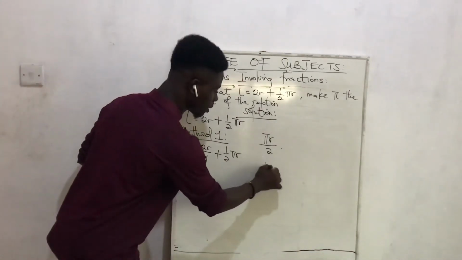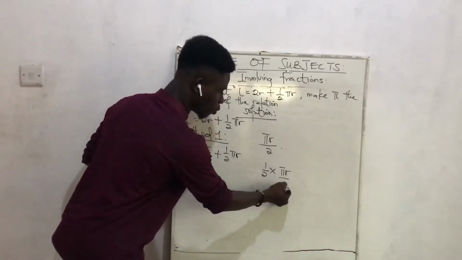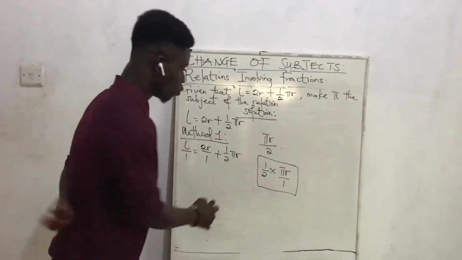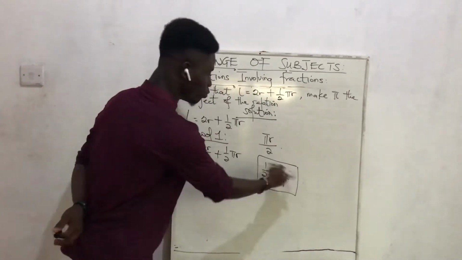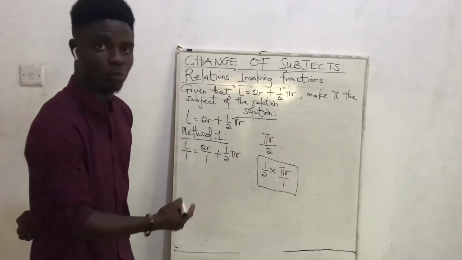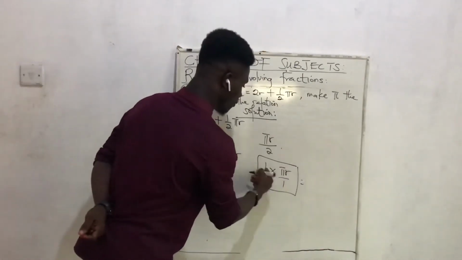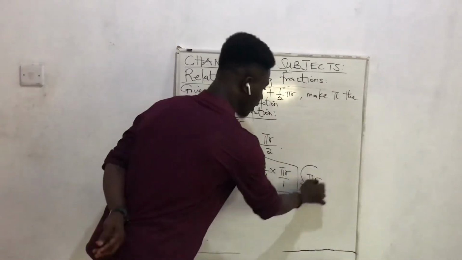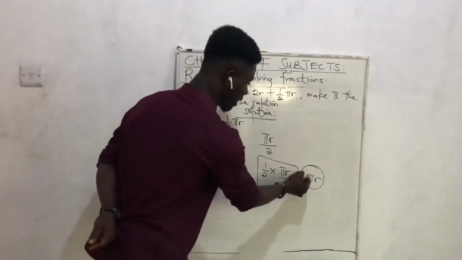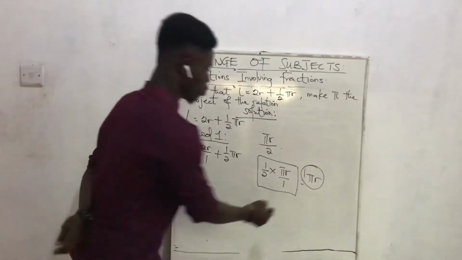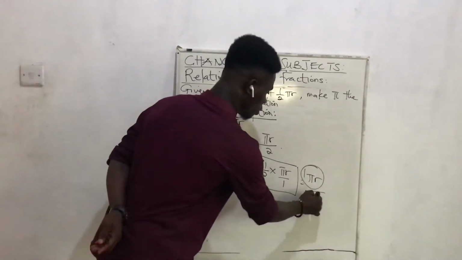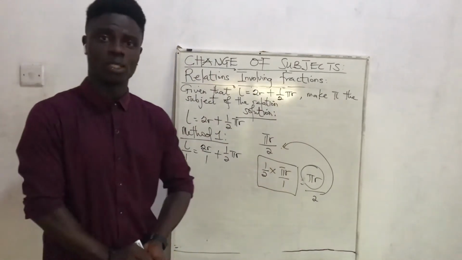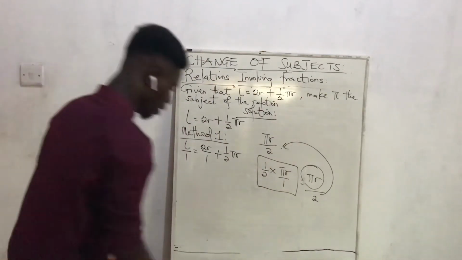Because 1 on 2 times pi r, this one is on 1. Now this becomes multiplication of fractions. If you want to multiply fractions, you multiply the numerators, and at the same time you multiply the denominators. So I have 1 times pi r, which is pi r, all on 2 times 1, which is 2. So it's the same thing as pi r on 2. Alright, now let's proceed.